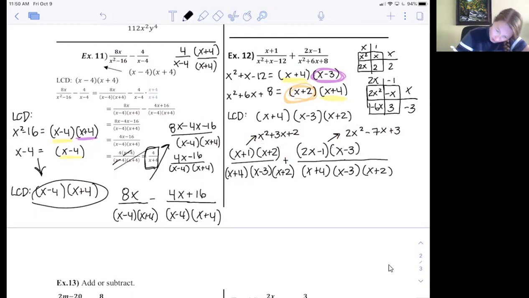So I'm going to have x squared plus 2x squared, minus, oops, let me rewrite this. Well, I'm going to combine these as I go. Hopefully it's not confusing. So I have x squared plus 2x squared, so that gives me 3x squared. I'm just adding like terms. Then I've got 3x plus negative 7x. That gives me negative 4x.